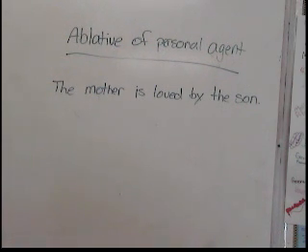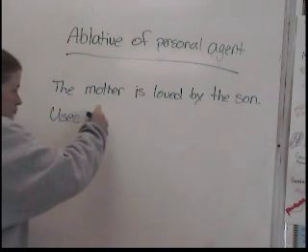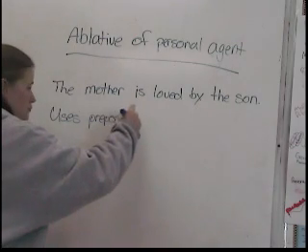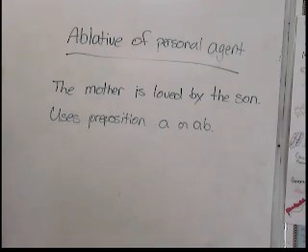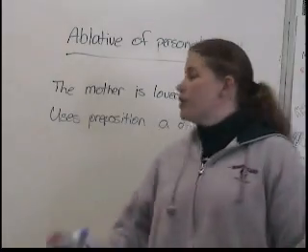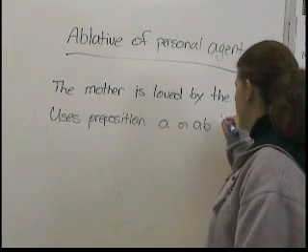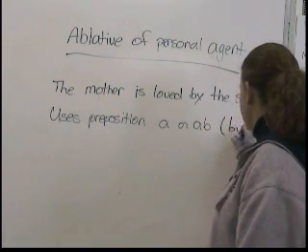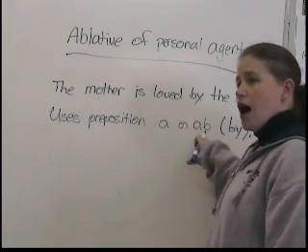Now, unlike ablative of means, ablative of personal agent does use a preposition. It uses the preposition a or ab. Good, we have finally a use for all these prepositions that we learned. Now, a or ab has another meaning that you've already learned. It can mean away from as well as by. But when it's used with a passive verb, you'll translate it as by. And you use a if the next word starts with a consonant, and ab if the next word starts with a vowel.